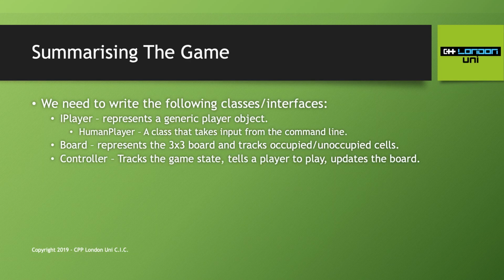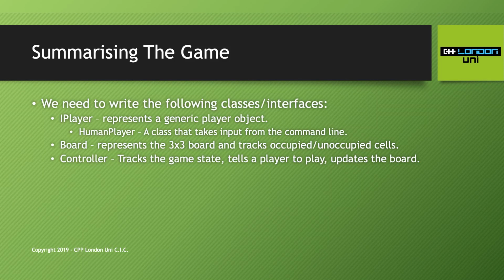A controller tracks obviously the game's state, right? It will tell a player to play. Once you've filled in all the squares, it will stop because you've run out of squares. And ultimately, eventually, if you feel up to it, it will check if somebody's won. And of course, it will also update the board.